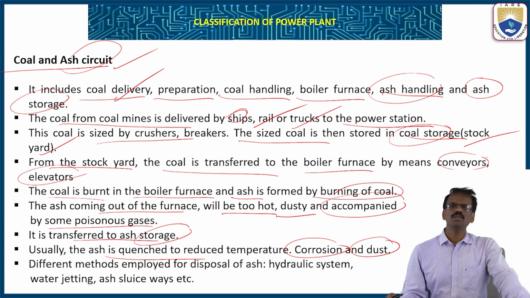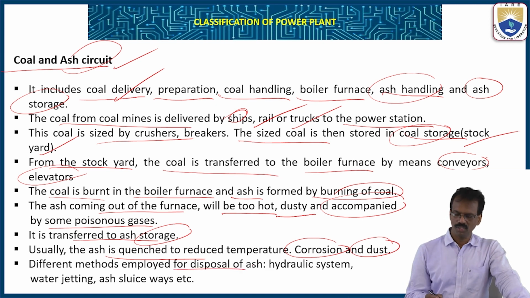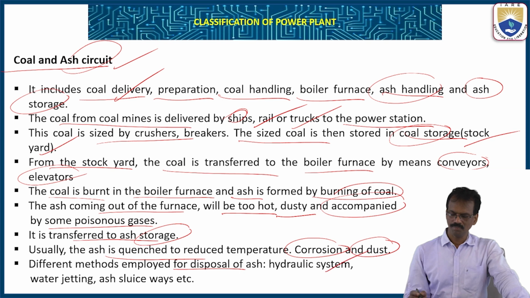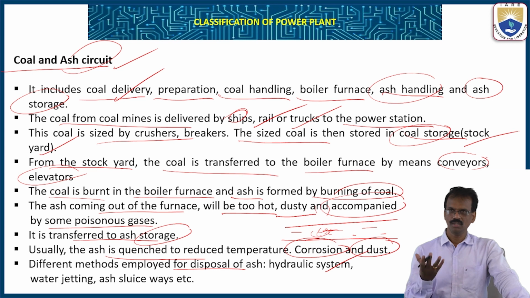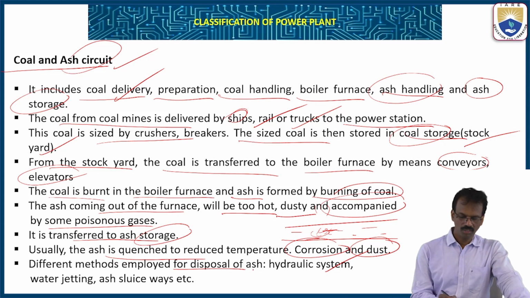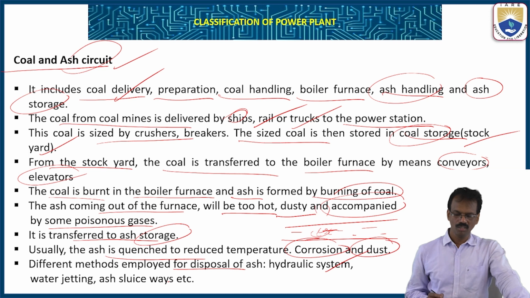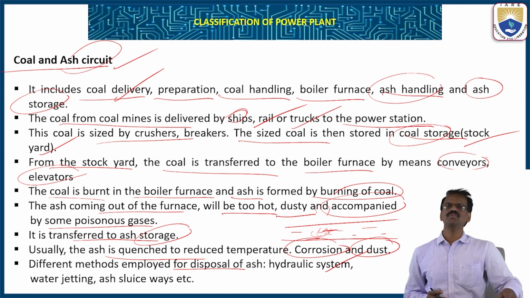Okay. So different methods are employed for the disposal of ash. There are some methods. Hydraulic system: the hydraulic system means a water flow stream is there continuously, and the very heated ash is poured into the continuous flowing stream. Automatically, it means the quenching. The heat will be taken by the water from the ash. The next ones are water jetting and ash sluice ways. So there are so many ways to dispose of the ash.